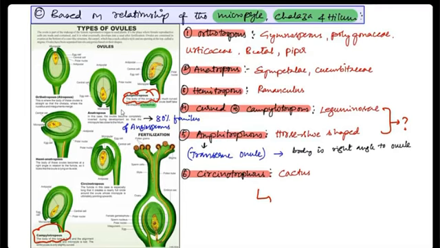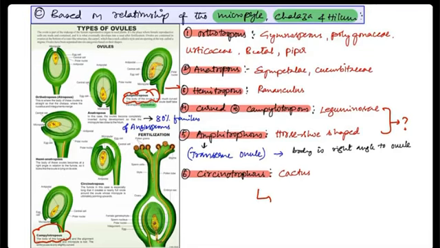Yes, fast. Yes, it is horseshoe. Yes, horseshoe in case of amphitropous.